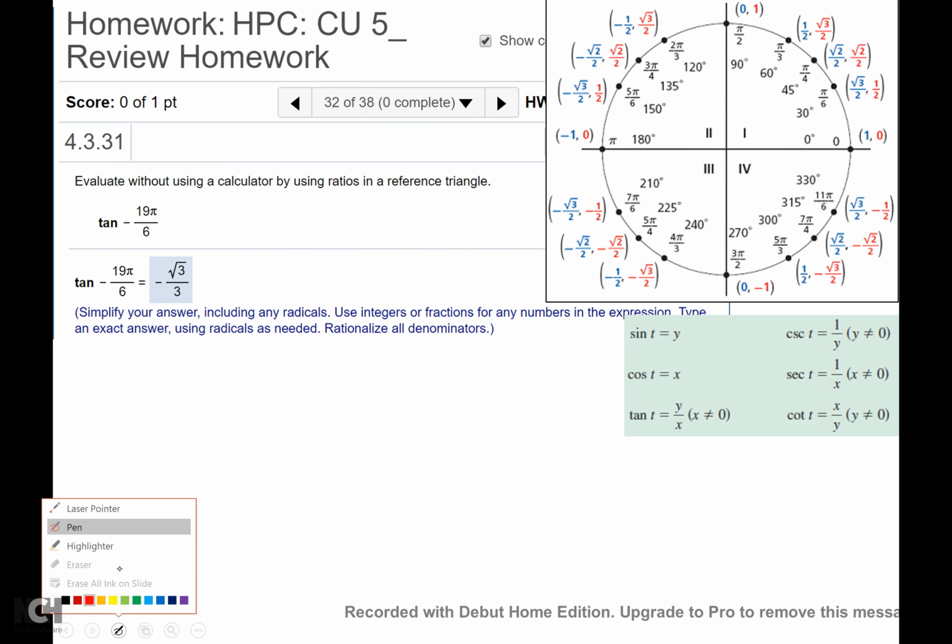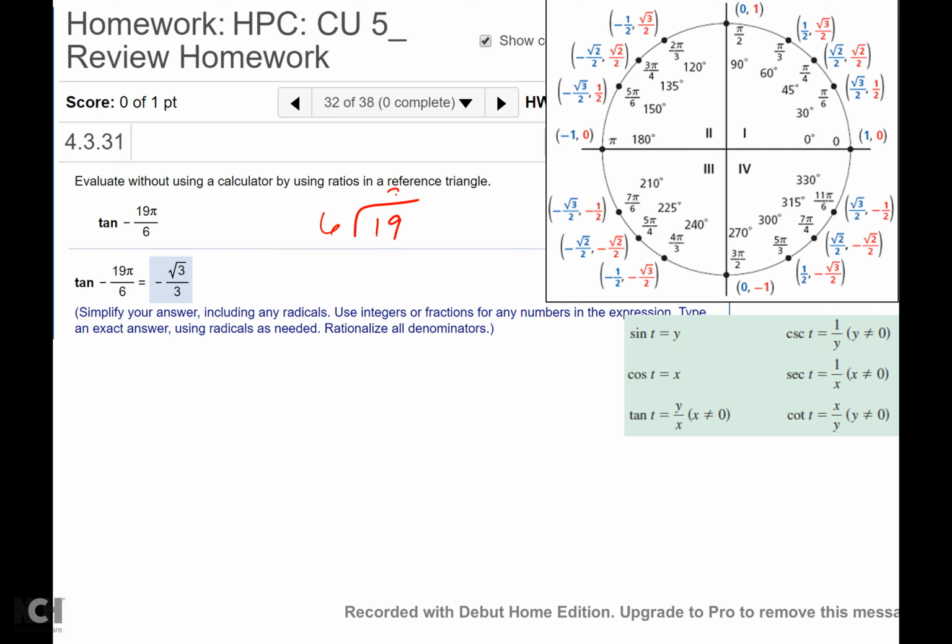Erase all. Alright. 19 pi over 6. 6 goes into 19 three whole times. Take away 18, which leaves 1. So we have 3 whole pi's plus another pi over 6. If we go negative, this would be 1, 2, 3, and another pi over 6 would be right here. There we go.